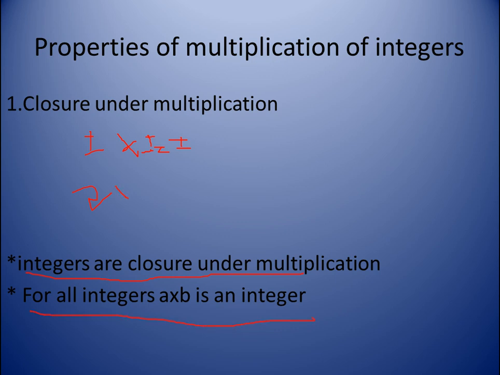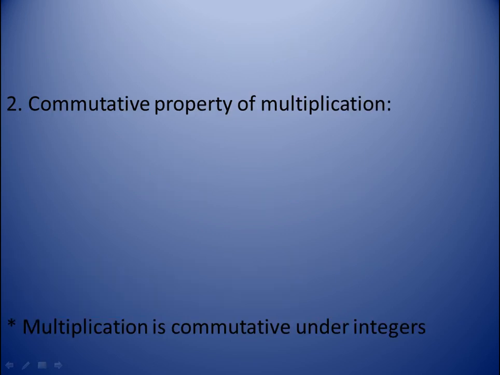For example, 2 into 3 is equal to 6, or if you take negative integers also, minus 2 into 4 is equal to minus 8. This negative number is also an integer. These three are integers. So, integers are closed under multiplication.